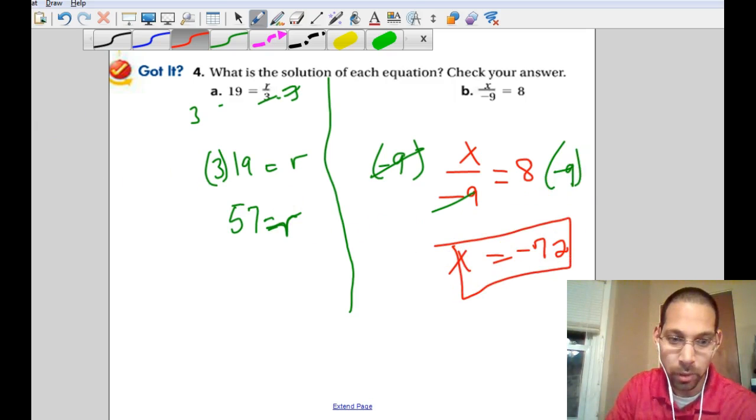Okay, so in one step equations, all you got to do is the opposite to cancel the operation out.